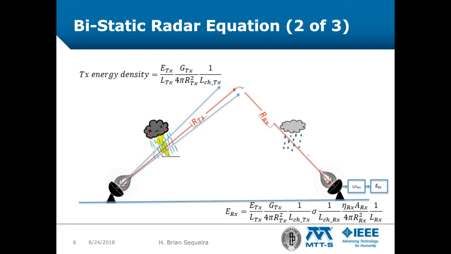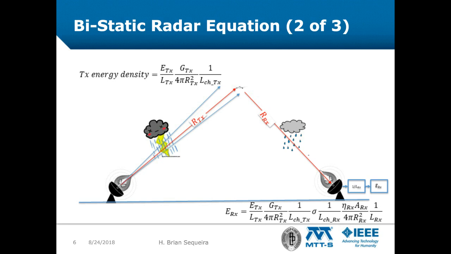Much like the transmitted energy, the scattered energy per unit solid angle must be conserved, and so the energy density weakens as the square of the distance between the target and the receiver. That is, the energy density at the receiving antenna is the transmitted energy density multiplied by sigma divided by 4 pi R sub Rx squared. In addition, there are losses due to pointing, pattern, and weather that are lumped into the channel loss on the received path, L sub ch underscore rx.